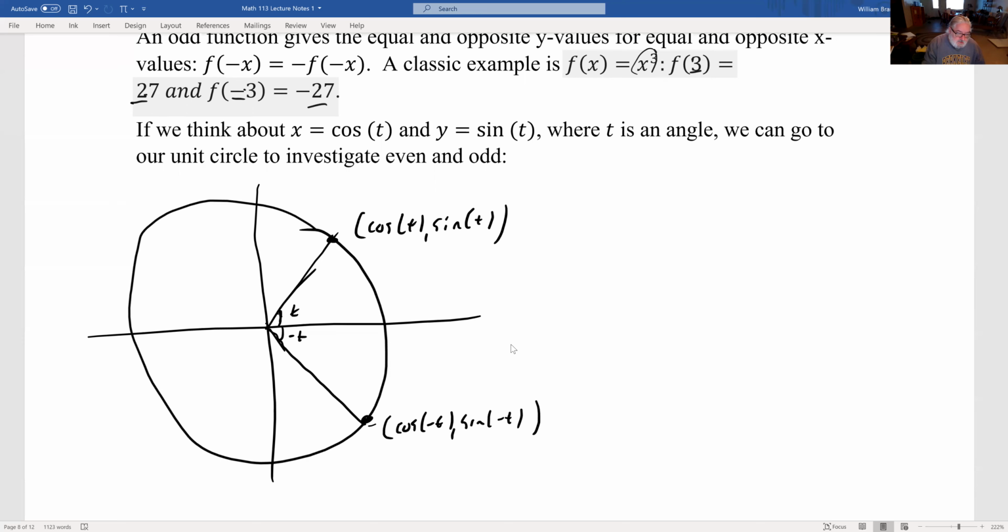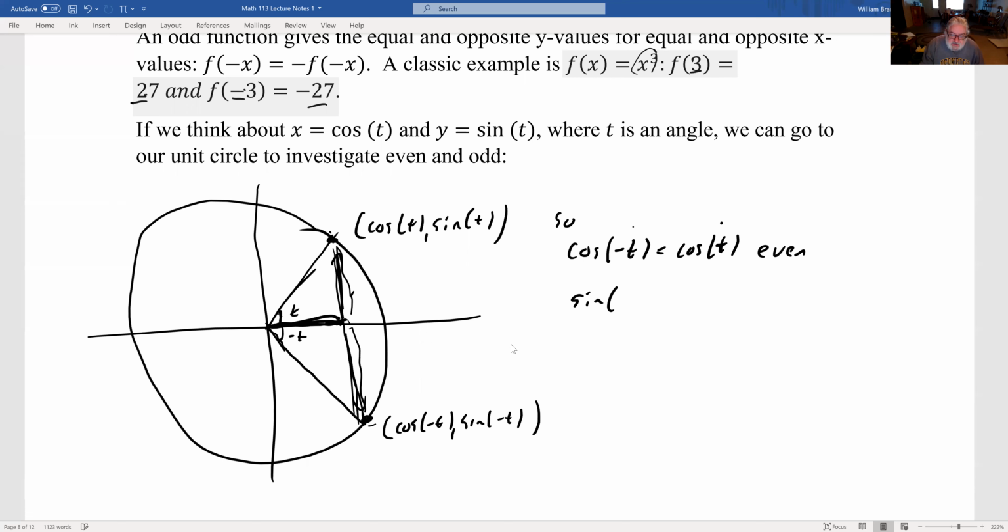But it's the same angle here as it is here. So this point is just, if I reflect this over the x-axis, that'll give me that point. So this is the same x value, and they have equal and opposite y values because these lengths are the same, but this one is up, so it's positive, and this one is down, so it's negative. So they have the same x value. That tells me that cosine of minus t must be equal to cosine t. And that's an even function, because if I plug in equal and opposite t values, I get the same x value.